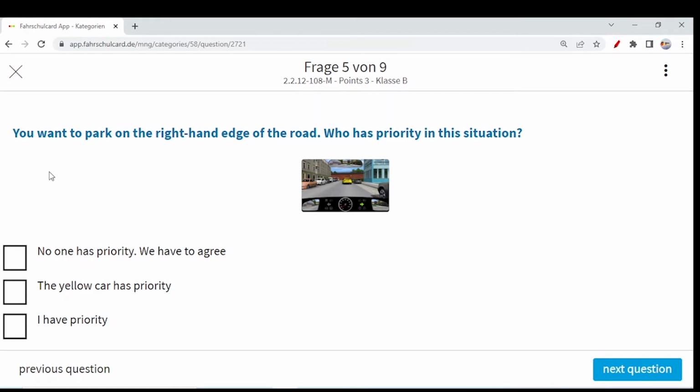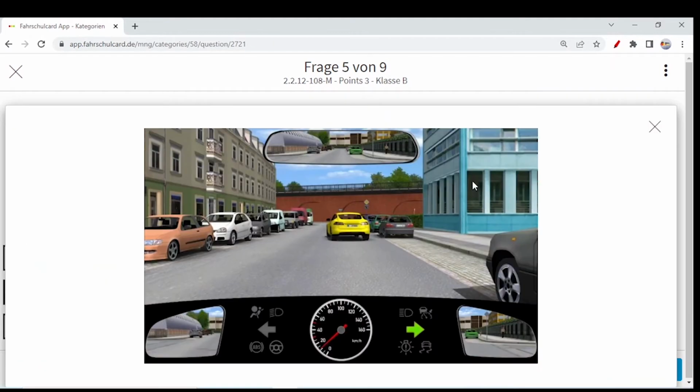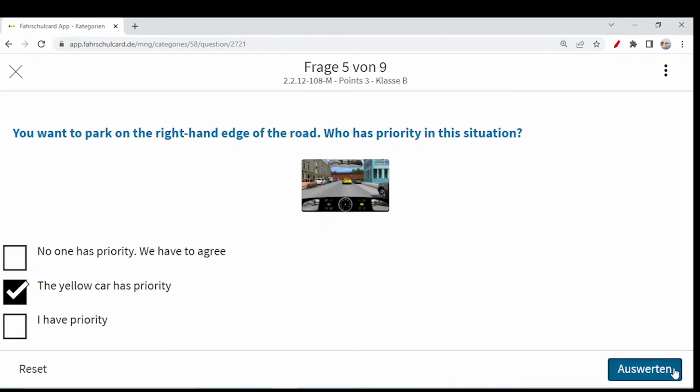Who has the priority in this situation? No one has priority. We have to agree, no, the yellow car has priority. The car who has come earlier, indicated well in time, or already indicated, it is clear that he or she has priority. I have priority, no, the yellow car has clear priority, that we have already discussed.